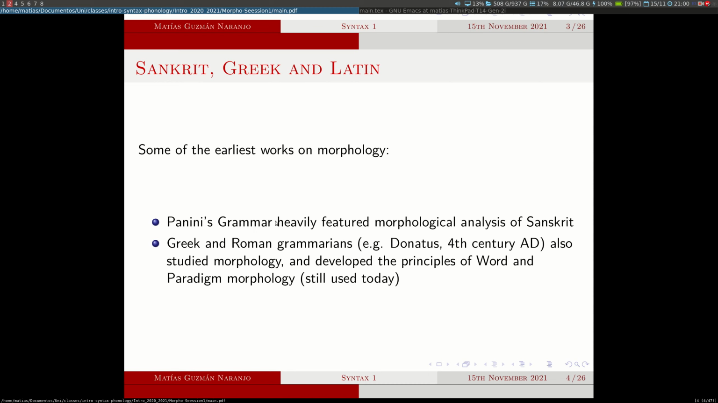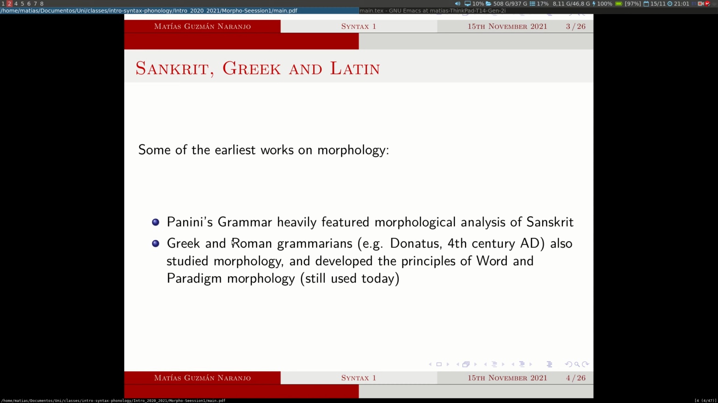And if you've ever worked with grammars, his grammar is still better than many grammars from the 20th century and most grammars from the 19th century. This is an impressive piece of work, and Panini heavily focused on morphology in Sanskrit, partly because Sanskrit has a lot of morphology, a lot of inflectional morphology.